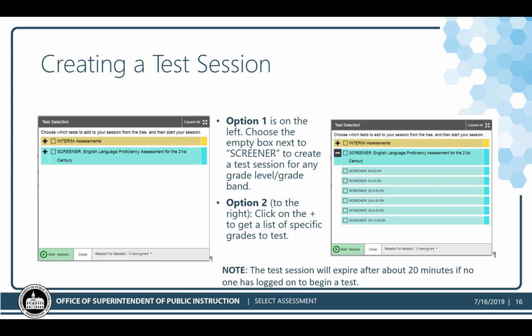There are 2 options for the test session you create for the screener in the Test Delivery System. The first is an option that allows multiple grade level tests to be active in the same test session. If you have multiple TAs administering at the same time, for example at an August testing event, you may want to choose this one. However, if you are testing students from a single grade band, it may be more efficient to click on the plus sign and only open the appropriate grade band test. As with the annual ELPA21 assessment, the test session will expire after 20 minutes if no one has logged in.